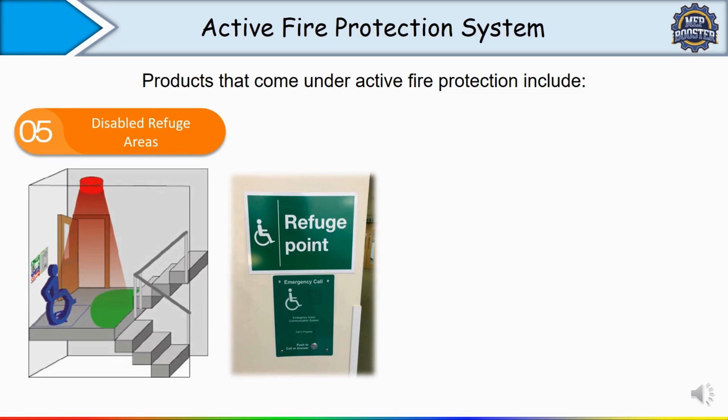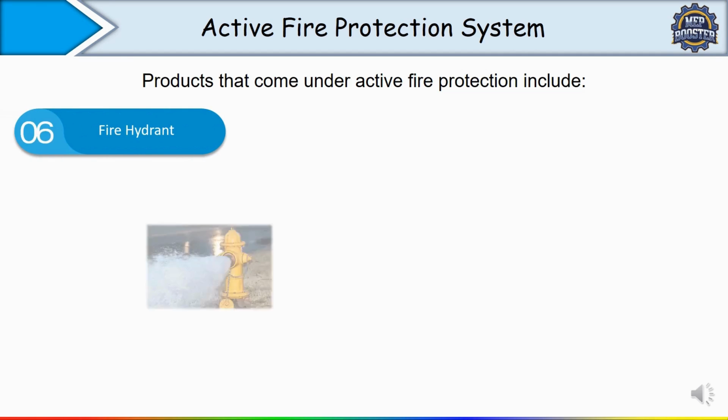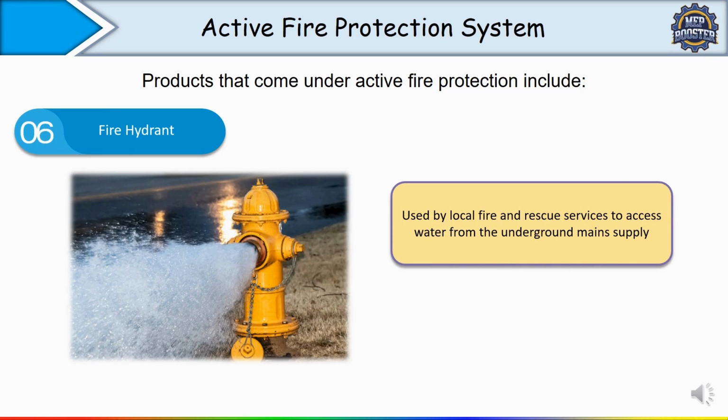Next one is the disabled refuge area. What is it? It is essential for assisting disabled people or people with impaired mobility to evacuate in the event of an emergency. So remember, the disabled refuge area provides a safe space for people with disabilities to wait for rescue during a fire emergency. Okay. Next component is the fire hydrant. All of you know, a fire hydrant provides a water source for firefighters to connect hoses and fight fire. Simple.